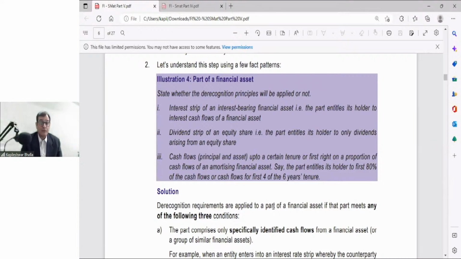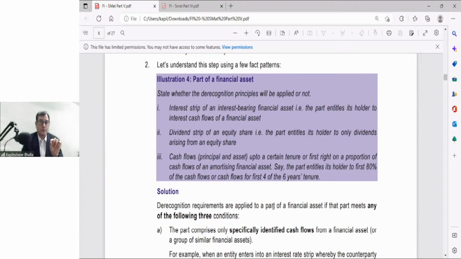Then he says cash flows up to a certain tenure. Now, let me tell you, the list of clauses which I give you is an exhaustive list. So if you put any ifs and buts in between, it would be a full derecognition. If you say that I will transfer only the first 5 years, or the last 5 years, any ifs and buts would make it that you need to go in for a complete derecognition.